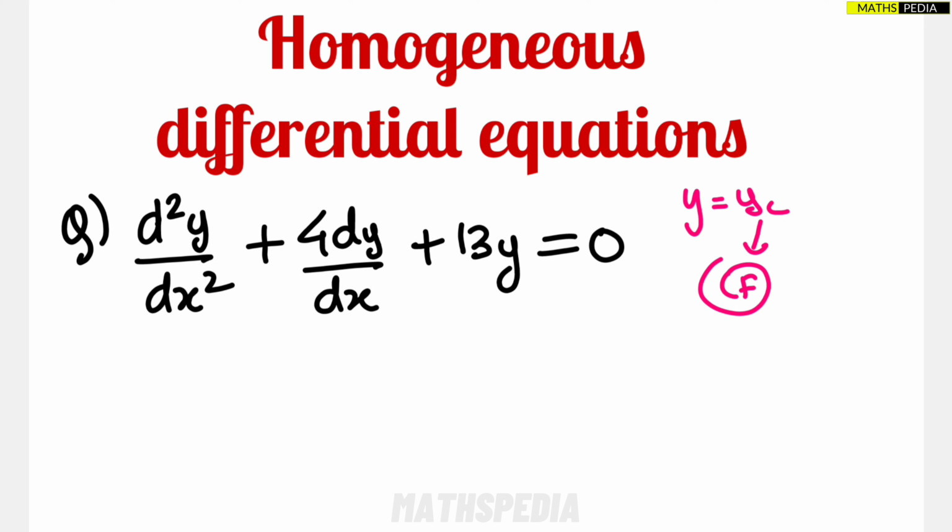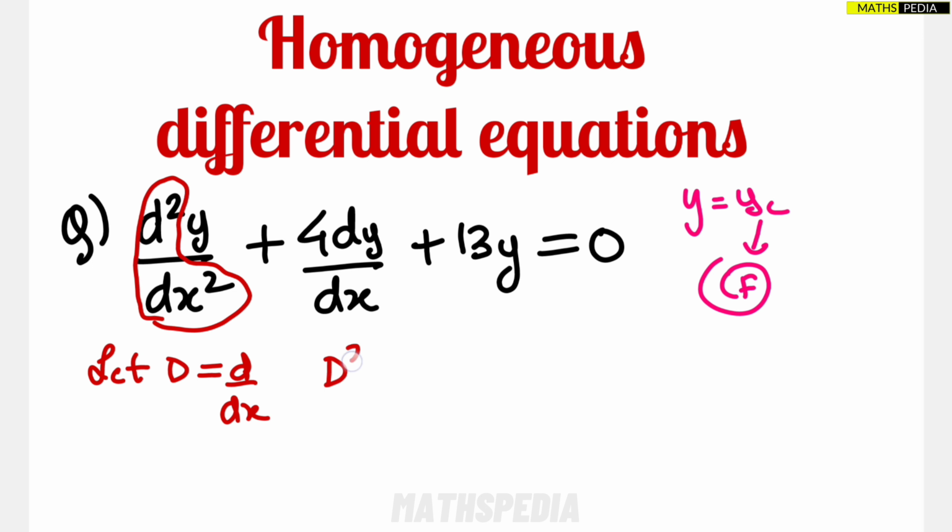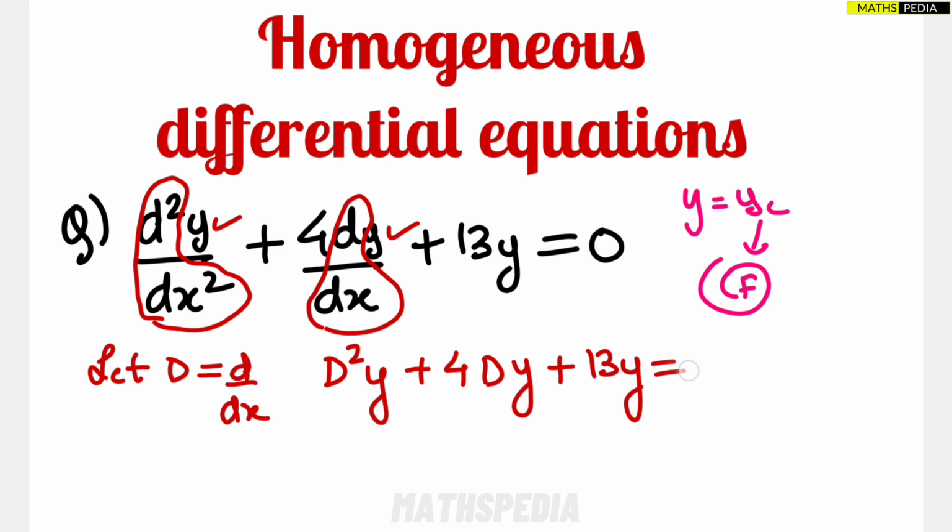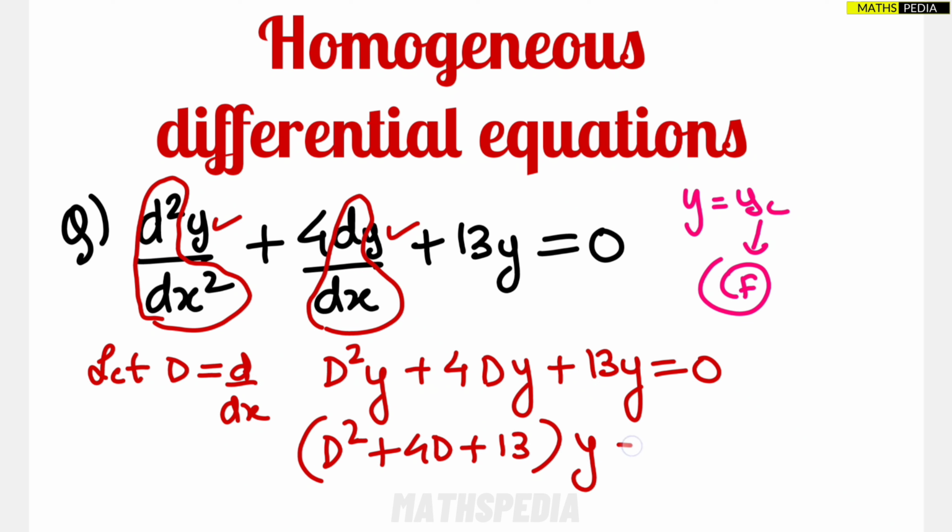First we have to assume that capital D is equal to d by dx. So in place of d by dx, you substitute D. Here we have d square by dx square, which you can write as D square y, plus 4 into dy by dx. d by dx can be written as D, so Dy, plus 13y, equal to 0. From this, can I take y common? Yes. So D square plus 4D plus 13 into y is equal to 0.